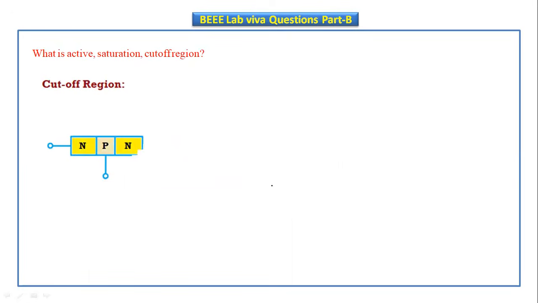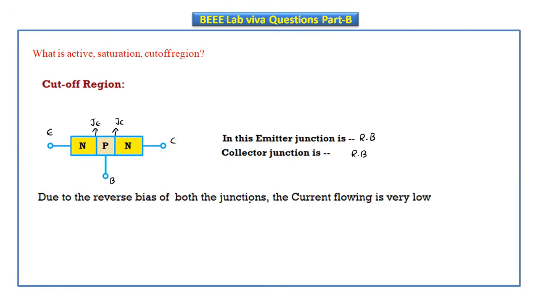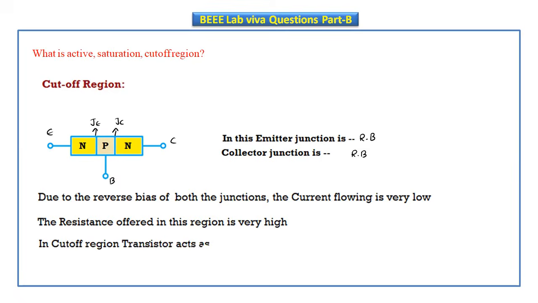In the cutoff region, we also take an NPN transistor with emitter, base, and collector terminals and two junctions, the emitter junction and the collector junction. In the cutoff region, the emitter junction is reverse biased and the collector junction is also reverse biased. As both junctions are reverse biased, the transistor acts as an off switch. The current flowing is negligible, and the resistance offered in this region is very high. That's why in the cutoff region, the transistor acts as an off switch.